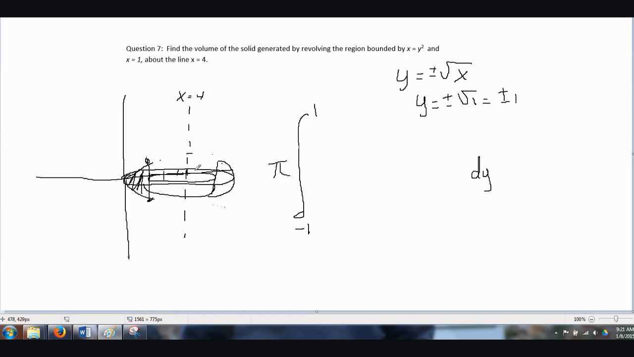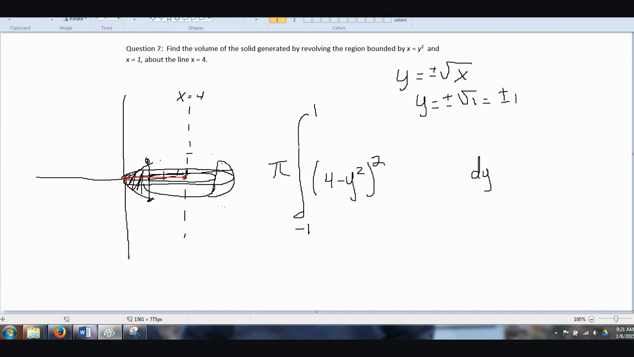Now we need our outer radius. Our outer radius goes from 4 out to our y squared. So what that actually is, it's going to be 4 minus y squared would be our radius, and then in our formula we square it. And then our inner radius is just the 1.